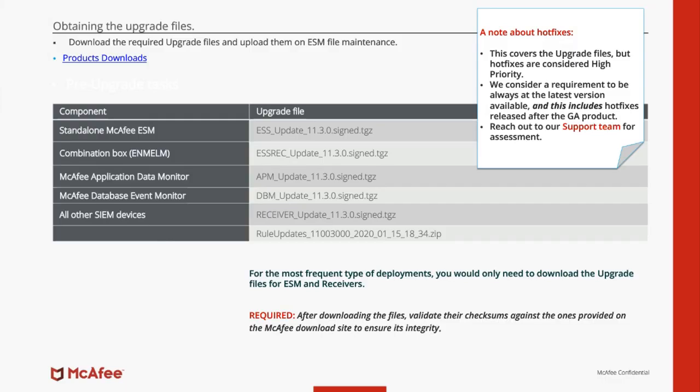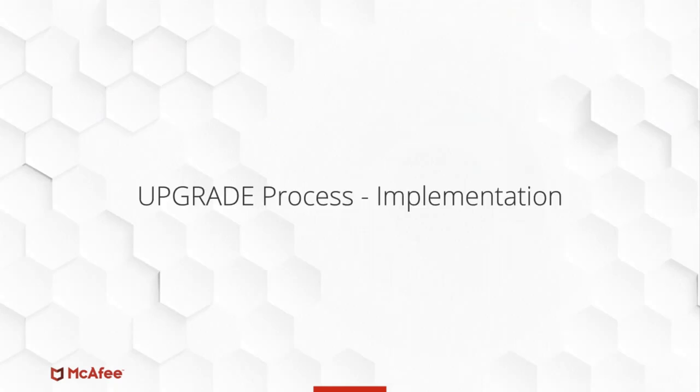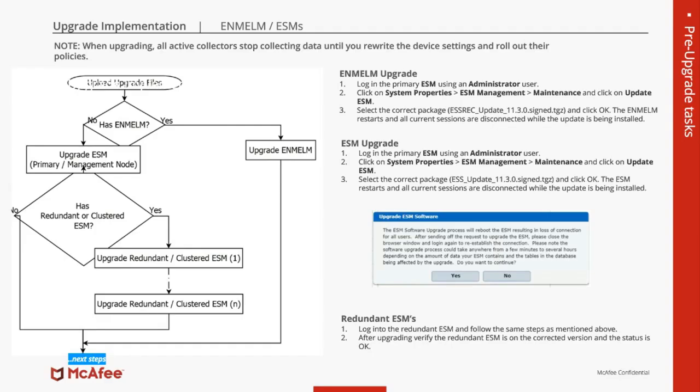And now that we actually have the files that we need, we'll move on to actually implementing the upgrade itself. We'll of course start with our ESM and our combo ESMs. Just a quick note, when upgrading, all of your active collectors are going to stop collecting data until you rewrite your device settings and roll out the policies. So that said, we'll go ahead and follow this flow chart.